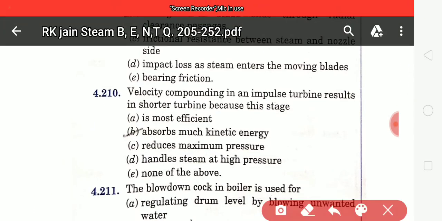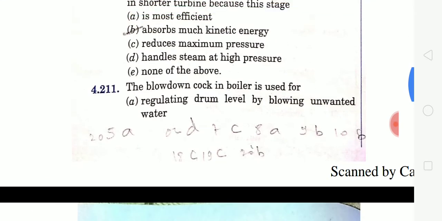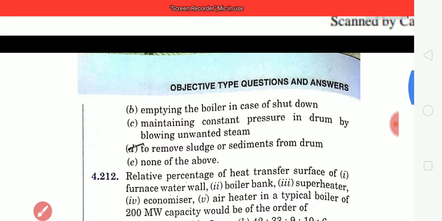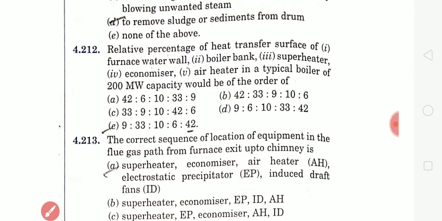Next, velocity compounding in an impulse turbine results in a shorter turbine because this stage absorbs much kinetic energy. Next, the blow down cock in a boiler is used to remove sludge or sediments from the drum.